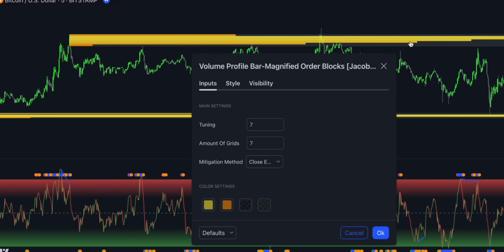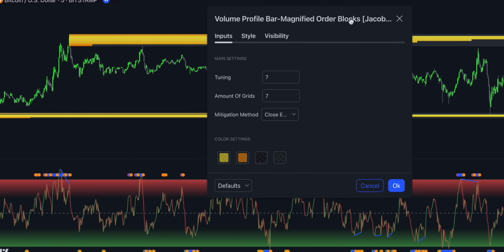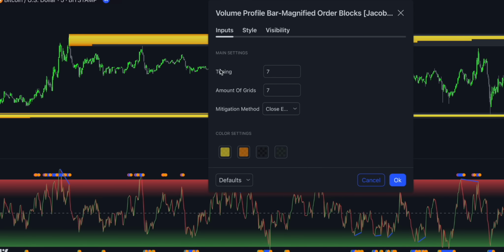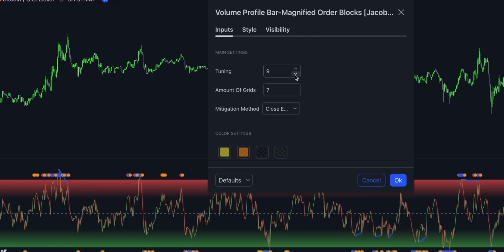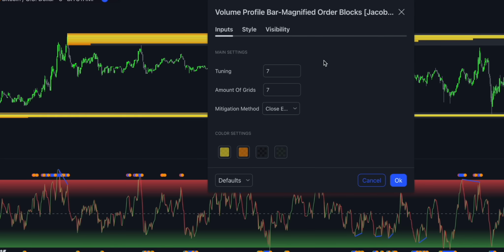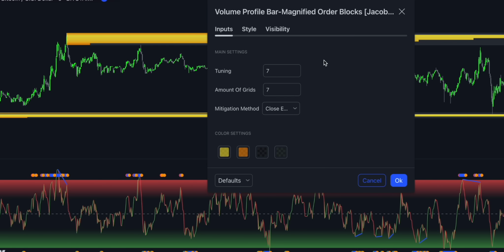This is made possible through a single input setting called tuning. This integer value allows you to control the significance and frequency of the order blocks. Higher numbers will produce more significant order blocks, though they will appear less frequently. Lower numbers, on the other hand, will yield less significant order blocks, but they will occur more often. This enables you to adjust the sensitivity of the indicator according to your specific trading strategy and style.